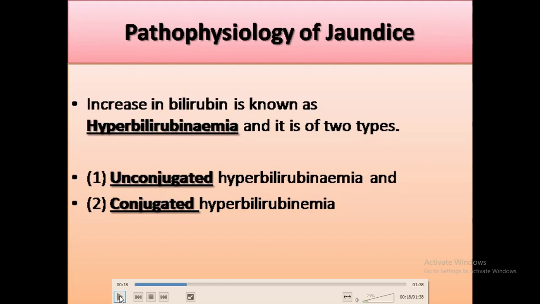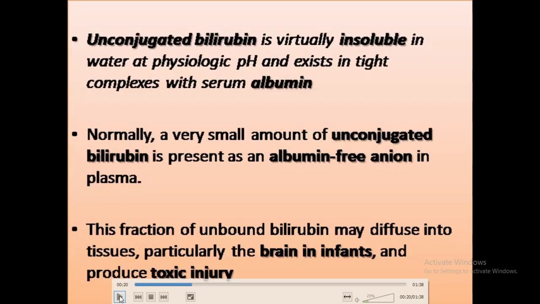Now, the pathophysiology of jaundice. An increase in bilirubin is hyperbilirubinemia. It can be of two types, conjugated and unconjugated. Unconjugated bilirubin is virtually insoluble in water at physiological pH and exists in tight complexes with albumin. Normally, a very small amount of unconjugated bilirubin is albumin-free anion. This fraction of unbound bilirubin may diffuse into the tissues, particularly the brain in infants, and may produce toxic injury.